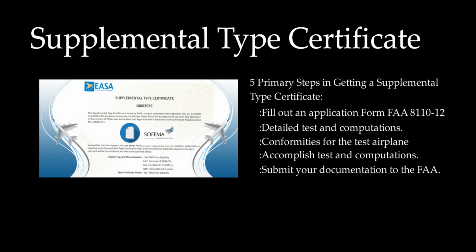The FAA requires that you must prepare instructions for continued airworthiness, ICA, that details the modification, how to maintain the airplane with the modification, and, if required, flight manual revisions. The amount of time it takes to receive your STC after submission will depend on the complexity of your project. The average takes about 2 to 3 months.